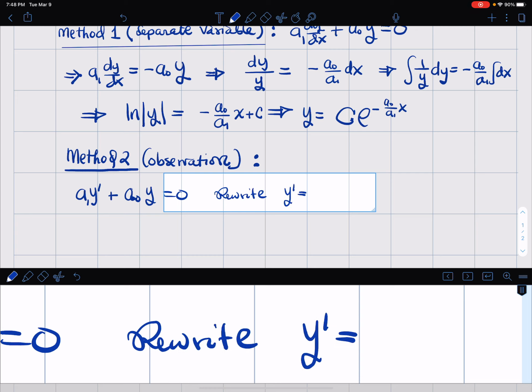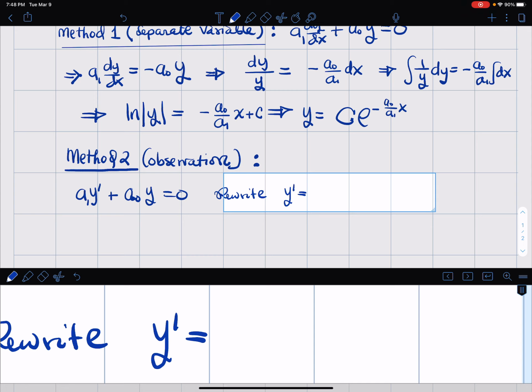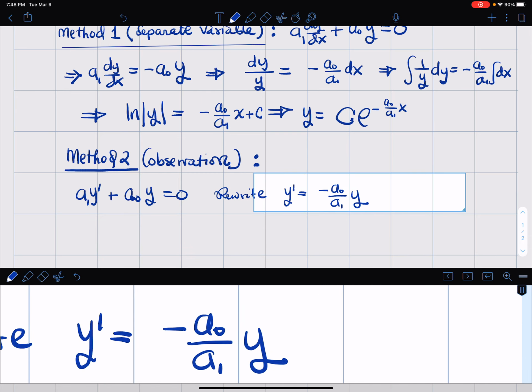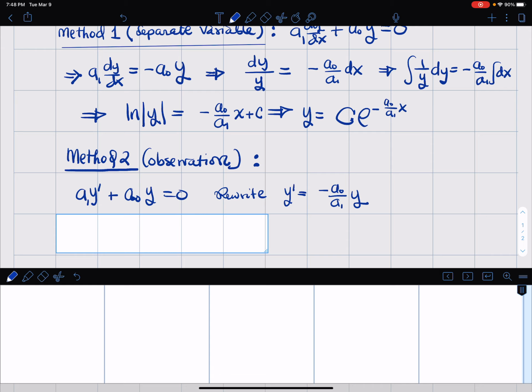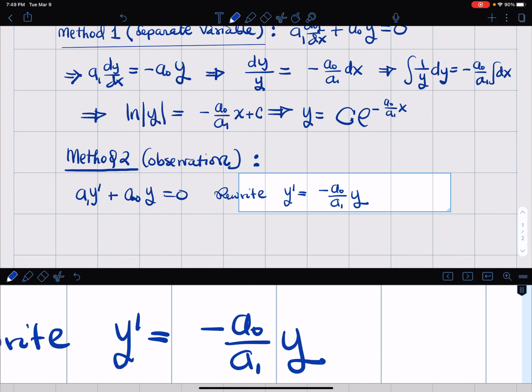we can rewrite it as y prime is equal to negative a0 over a1 y. Okay, so if we observe, we see that there is only one function that has this property: when you take its derivative, you get the same function times a constant.